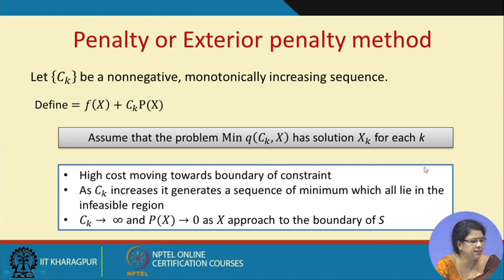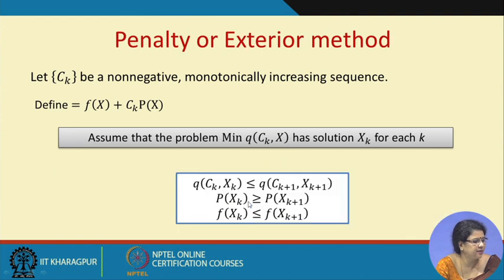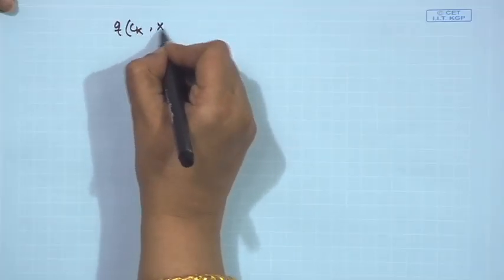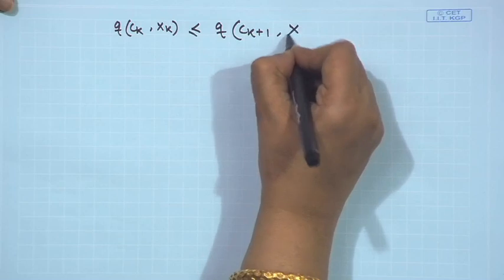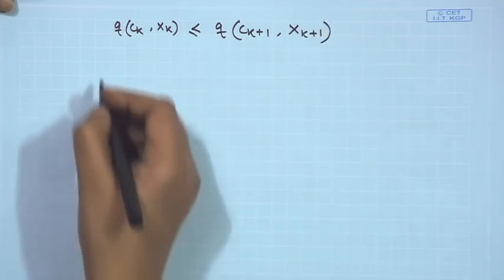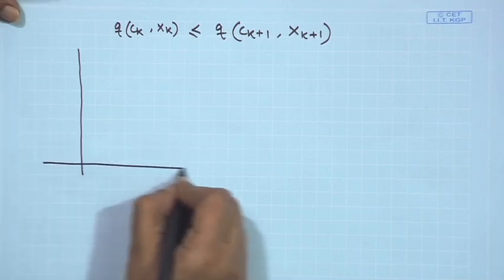Now, we will see the properties of the penalty function, objective function, as well as the objective function of the unconstrained problem. That is why we are naming this one as q(c_k, x), and we will just prove that the q value is increasing through the iterations. That is why you see we need to prove that q(c_k, x_k) is less than or equal to q(c_k+1, x_k+1).